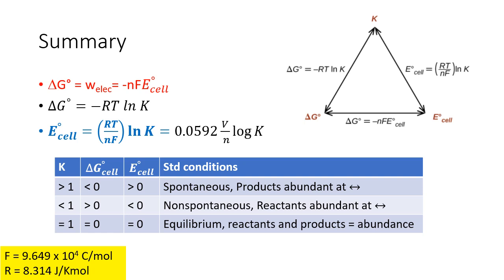And we know that when K is greater than 1, delta G will be spontaneous, and E cell will be greater than 0. Products are more abundant. If K is less than 1, then delta G is positive, which is non-spontaneous. The E cell is the opposite of that. It'll be negative. And we'll know that it's non-spontaneous, reactants more abundant. Finally, if K is equal to 1, we're at equilibrium. And so our E cell is 0, our delta G is 0, and products and reactants are in equal or proportional abundance.